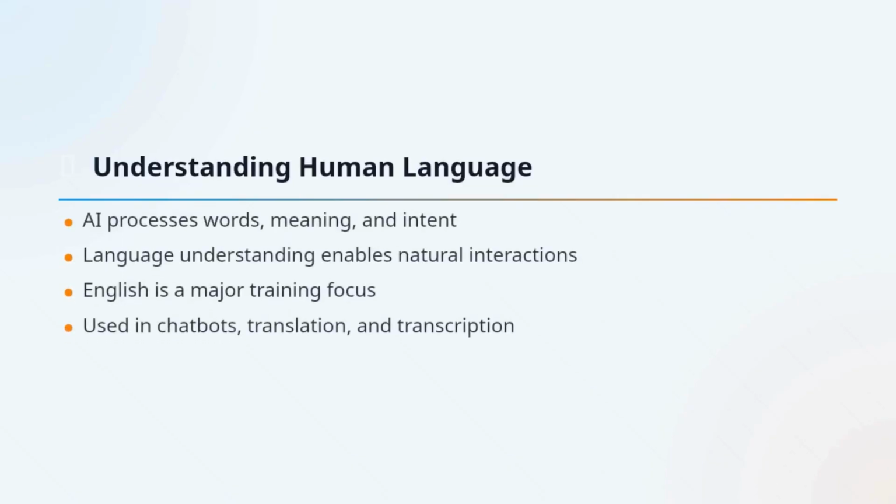The fifth component is language understanding, which helps AI work with human communication in a natural way. This means not just reading words, but interpreting meaning well enough to respond usefully. The article notes that many AI systems are developed in English-speaking environments, so understanding English is especially important in practice. This capability powers chatbots, transcription tools, and translation systems that people use every day.